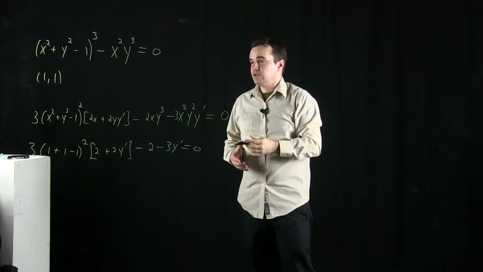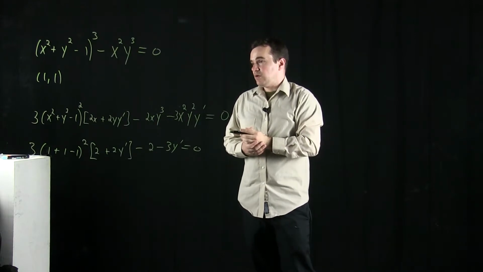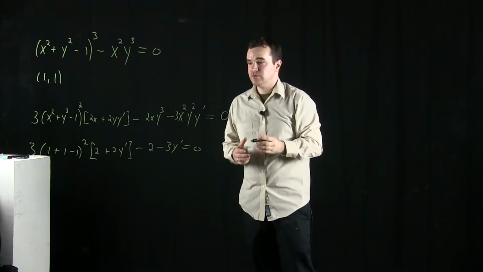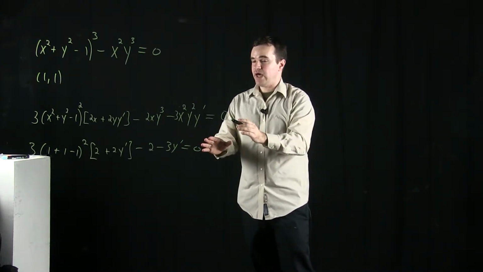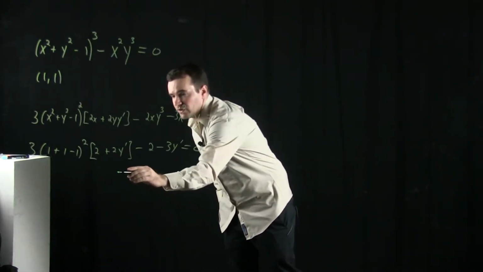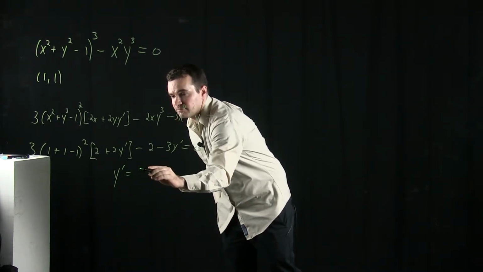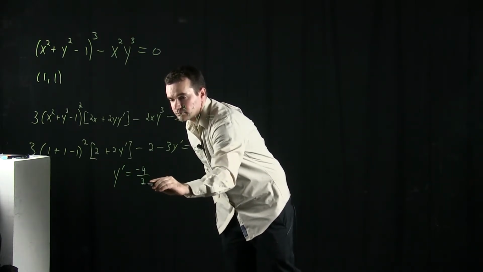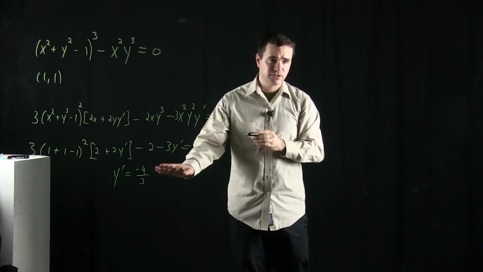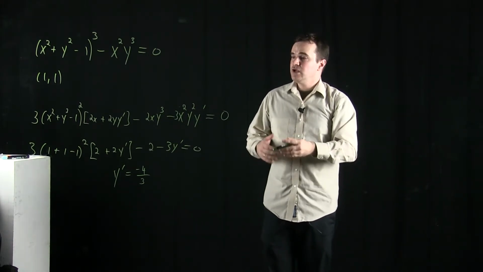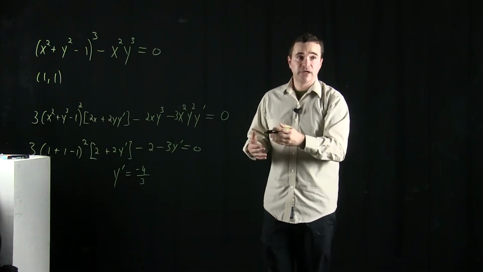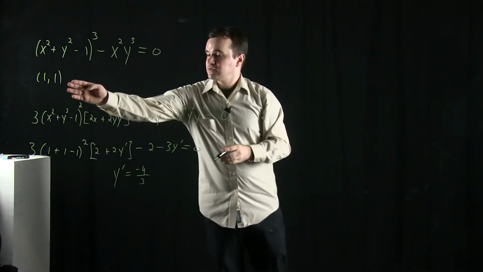So now you've got an equation: 3 times (2 plus 2y prime) minus 2 minus 3y prime equals 0. I challenge you to solve that for y prime. Just do the algebra to figure that out. And what you're going to end up with is y prime equals negative 4/3. That's what you get when you take this equation and solve it for y prime. And that's telling you that the slope of the tangent line at the point (1, 1) is equal to negative 4/3. So now you've got a point and a slope.